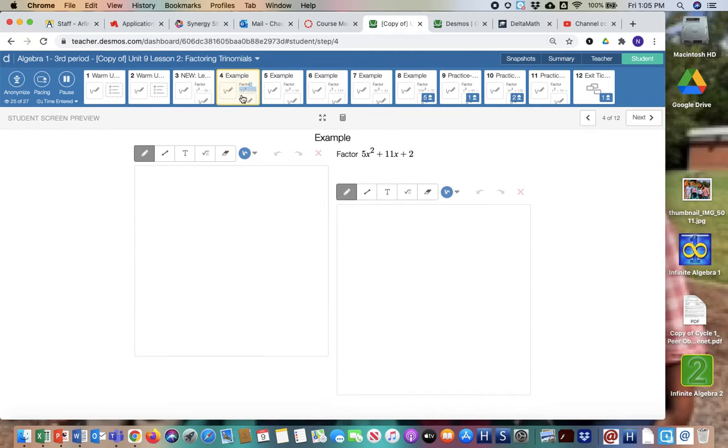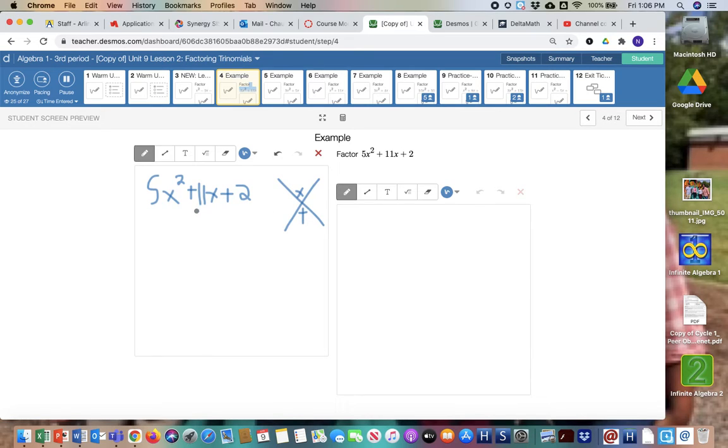Okay, so let's just show some other examples here. Okay, so first I copy the problem. So 5x squared, plus 11x plus 2. Right away, I set up my multiplication setup. I set up my addition.